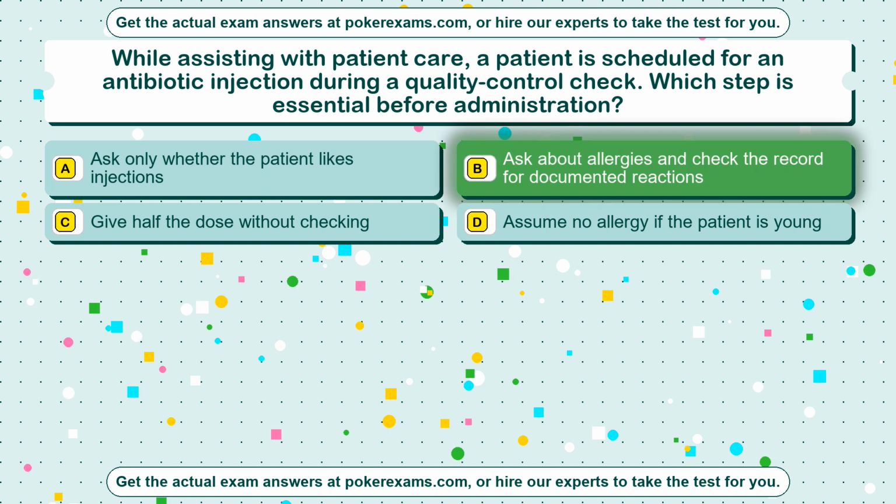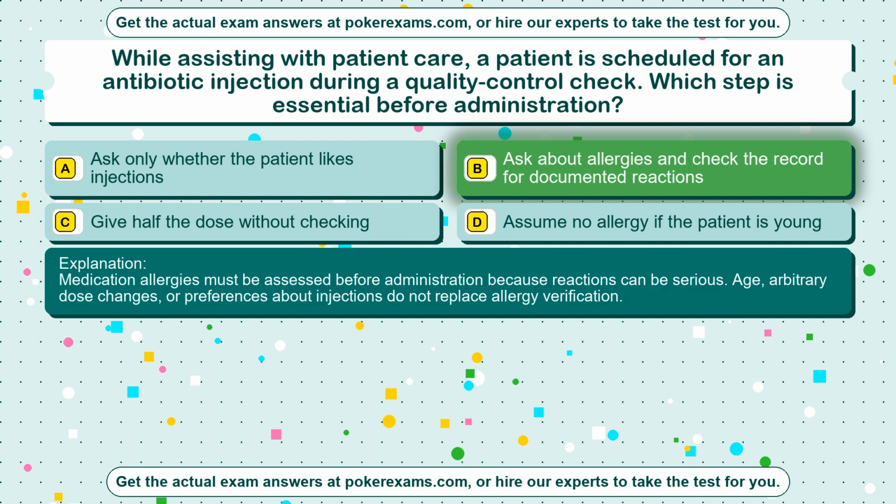The correct answer is option B. Ask about allergies and check the record for documented reactions. Medication allergies must be assessed before administration because reactions can be serious. Age, arbitrary dose changes, or preferences about injections do not replace allergy verification.